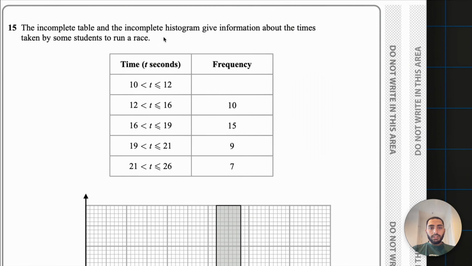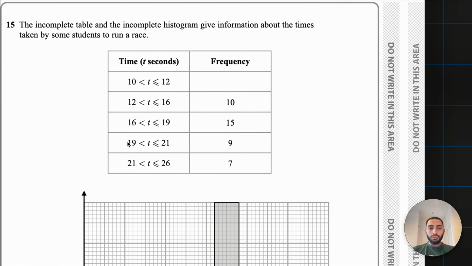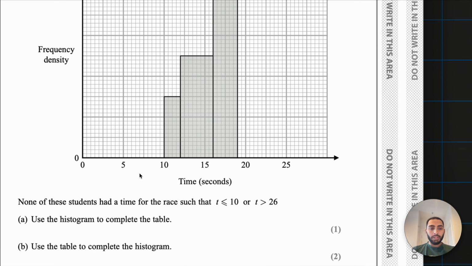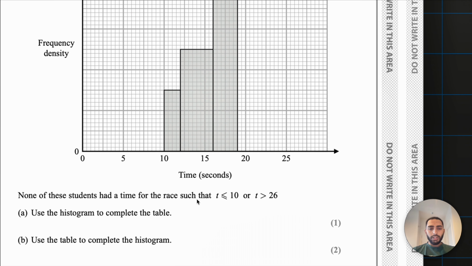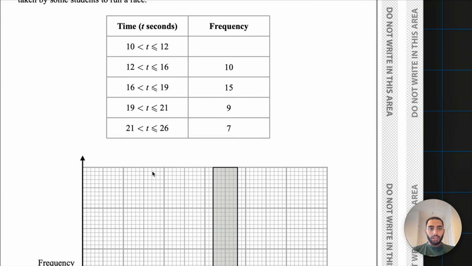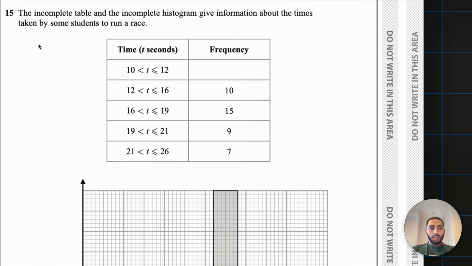Question 15. The incomplete table and the incomplete histogram give information about the times taken by some students to run a race. So we've got this that's incomplete and this that's incomplete. None of these students had a time for the race such that t is less than or equal to 10, so there's nothing over here, and t is greater than 26, so there'll be nothing over here. Use the histogram to complete the table and use the table to complete the histogram. So we're going to need our formulas for histograms. The formula I'm going to use is frequency is equal to the frequency density multiplied by the class width. That's my formula triangle for it.